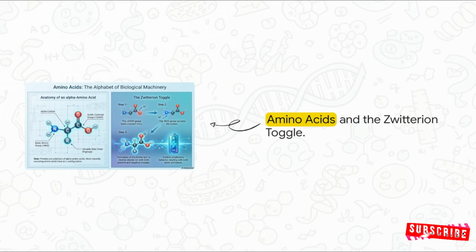Proteins are built from an incredible alphabet of amino acids. Every alpha amino acid has an acidic carboxyl group and a basic amino group attached to a central carbon. You can think of this as a chemical two-way switch, the Zwitterion toggle. In step 1, the carboxyl group loses a proton, and in step 2, the amino group accepts it. This forms a neutral dipolar ion. It's amphoteric, which just means it can react with both acids and bases. And honestly, this flexibility is the entire secret to protein versatility.